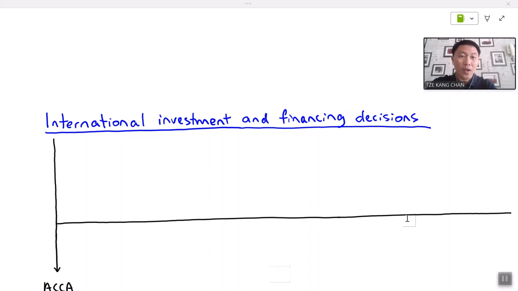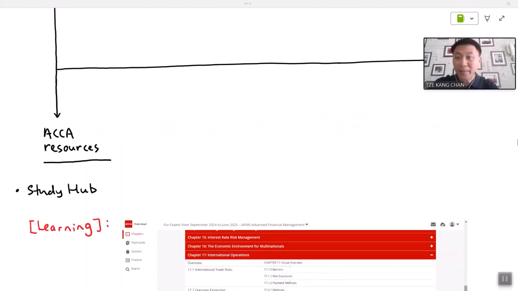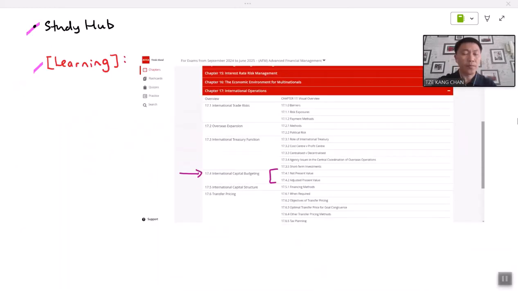In this video, discussions on international investment and financing decisions will be made with reference to the ACCA resources, namely Study Hub, referring to the following chapters for learning purpose. One may refer to 17.4, particularly on international capital budgeting by applying techniques such as net present value in particular, in addition to other techniques such as adjusted present value, which would be worth reading up.